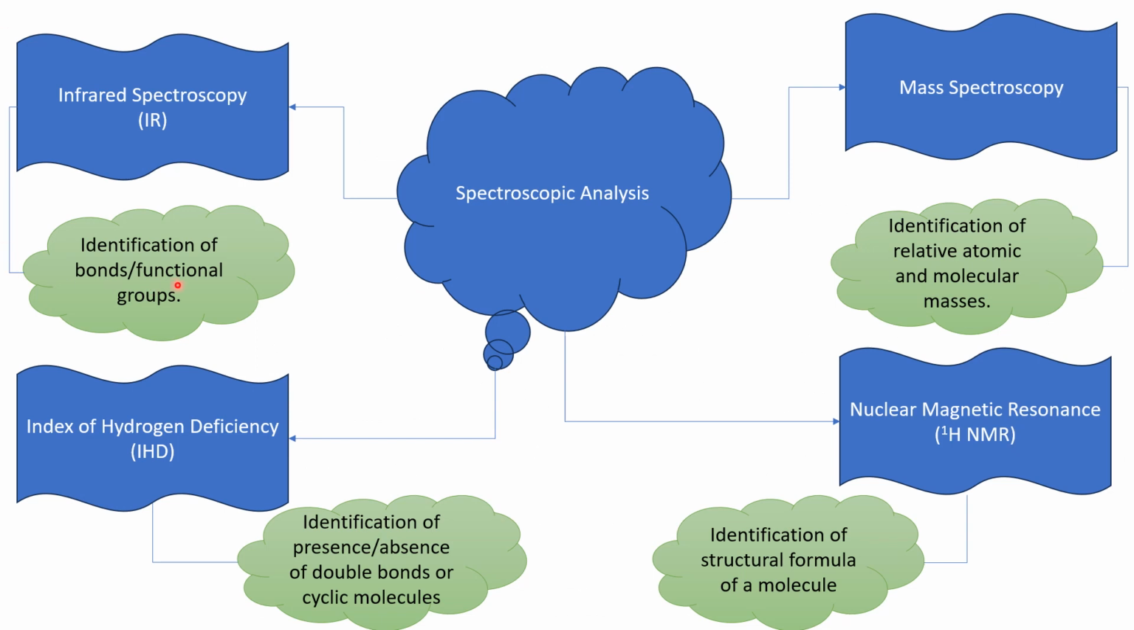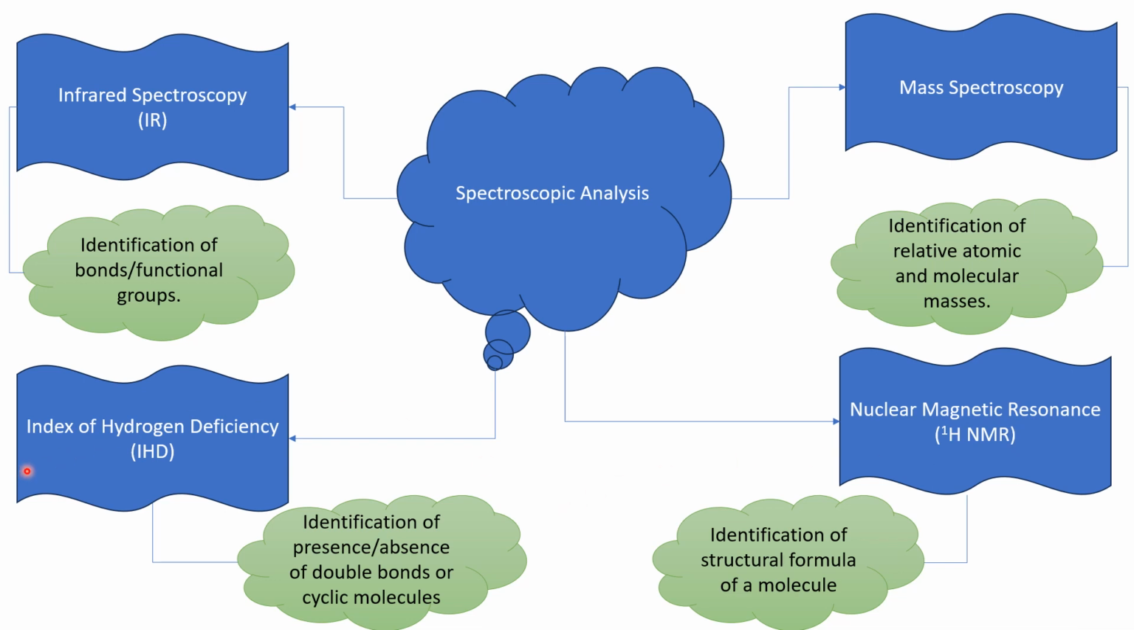Here's another visual summary of what spectroscopic analysis we're going to be looking at. So this is the mass spectroscopy, which is basically looking at identification of the relative atomic and molecular masses. When we look at the nuclear magnetic resonance, which is the proton NMR, we're looking at the structural formula because it's really going to help you dissect the molecule and tell you how many hydrogen atoms you have in that molecule. And I talk about the hydrogen atoms because it's called the proton NMR. You can have a carbon NMR and other types of atoms as well. But for our purposes, we're just going to be looking at the proton NMR.